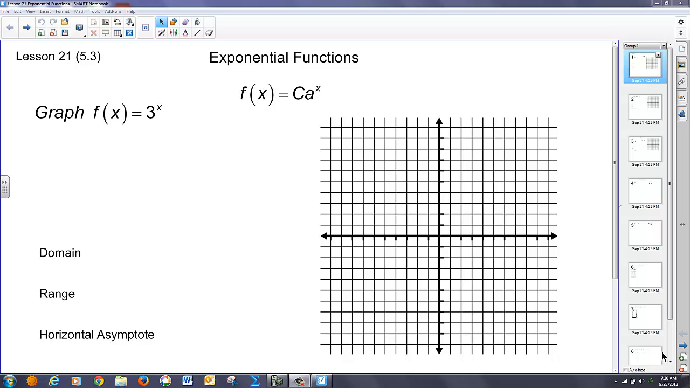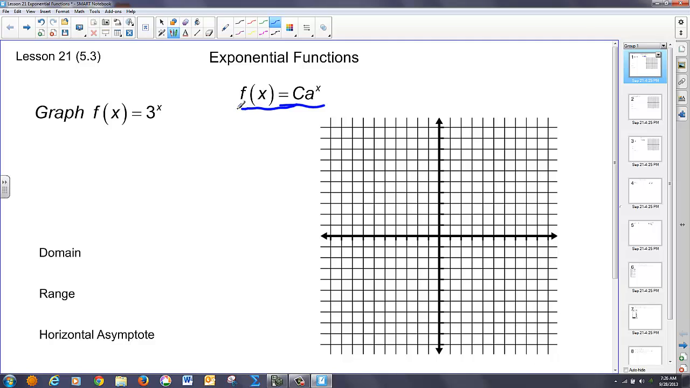Today we're going to take a peek at exponential functions, and we're going to take a look at how to graph them as well as how to solve some of them. So we start out with basically a parent function, and our parent function is an exponential of the form c x to the a.